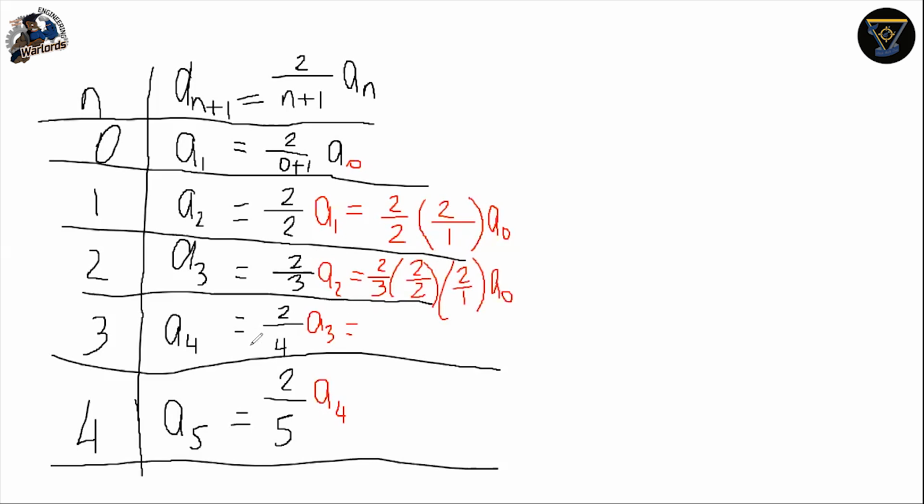a4 is 2 over 4 a3. So we have 2 over 4. And what is a3? a3 is up here, which is 2 over 3. Then you have 2 over 2. And then you have 2 over 1. And you have your a naught, right? And if you actually realize, everything is in terms of a naught. That's what you should have, right?